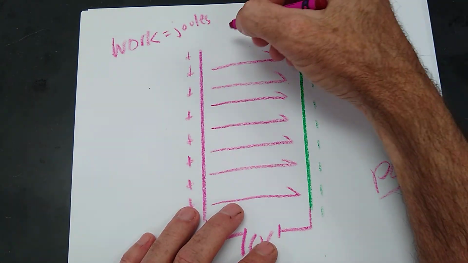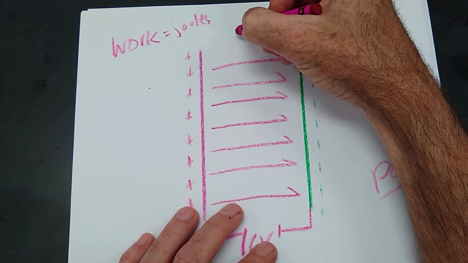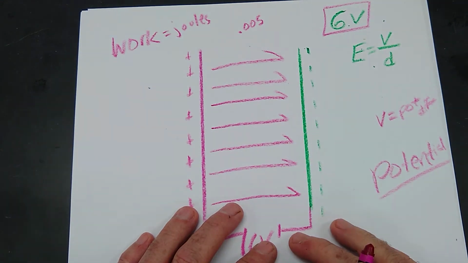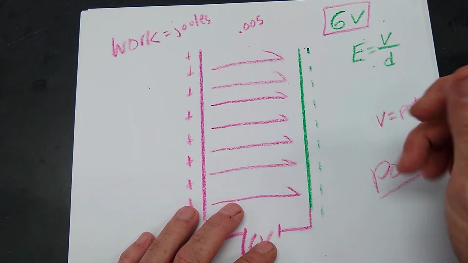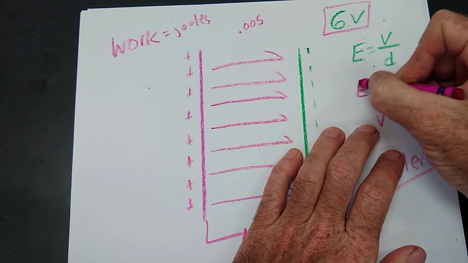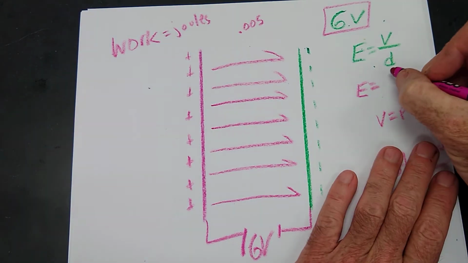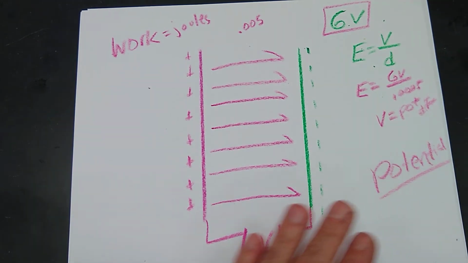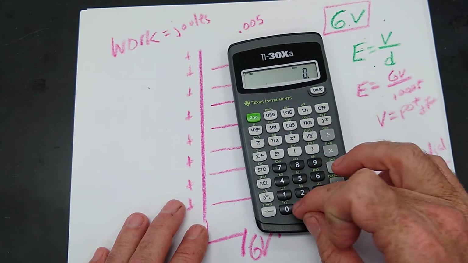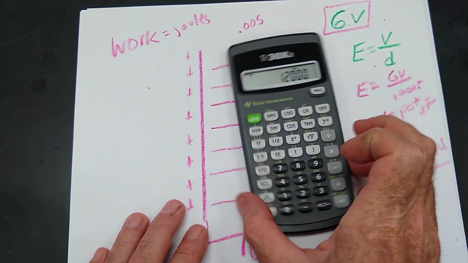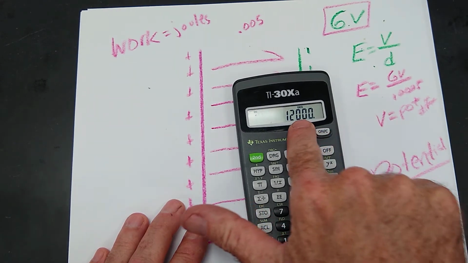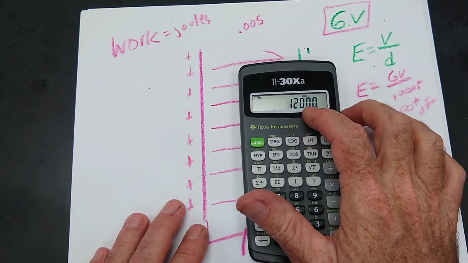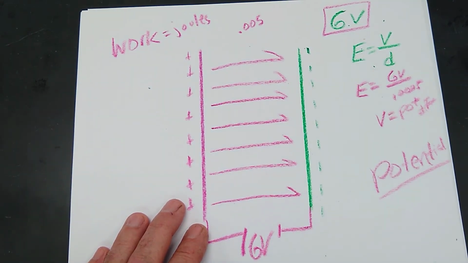So we can just say these are 5 millimeters apart. So we'll just say this is 0.005 meters or 5 millimeters, right? So the electric field intensity between these two plates would be what? 6 volts divided by 0.0005 meters. So 6 divided by 0.0005. Wow. The electric field intensity here would be 12,000 volts per meter. 12,000 volts per meter. All right.